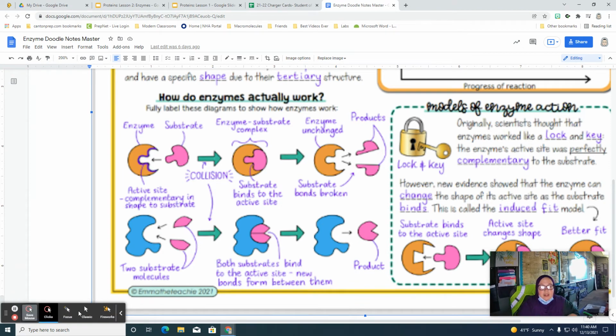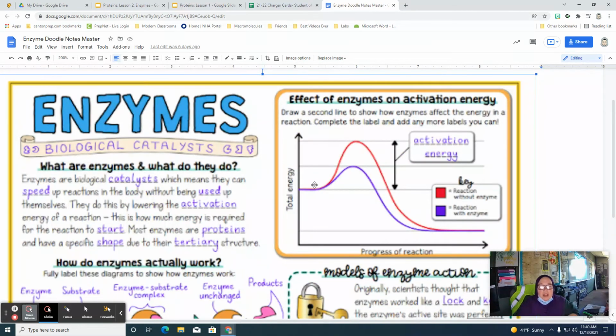Let's go ahead and take a look at a graph of activation energy to get an idea of what this looks like in terms of energy. Here we have a graph. If we're starting here with our total energy, we start off with a certain amount of energy between the molecules and the material that is going to react. This is the beginning of the reaction to the end of the reaction, and there's a certain amount of energy.